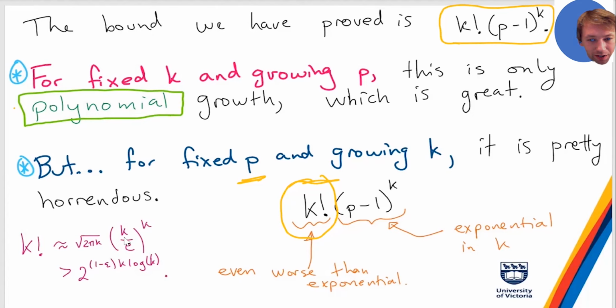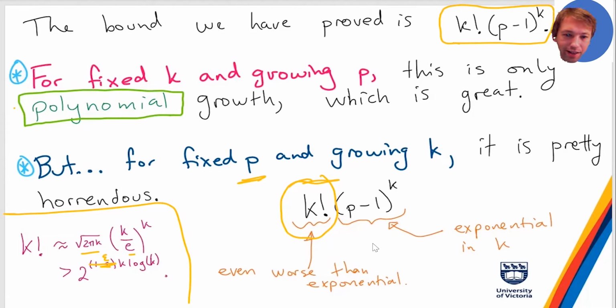As we've seen on the assignment, if you've played around with Stirling's approximation, k factorial is kind of like k to the k. It's not quite k to the k, because there's an e in there, but it's kind of like k to the k. It grows like k to the k, whereas the other factor is just exponential.